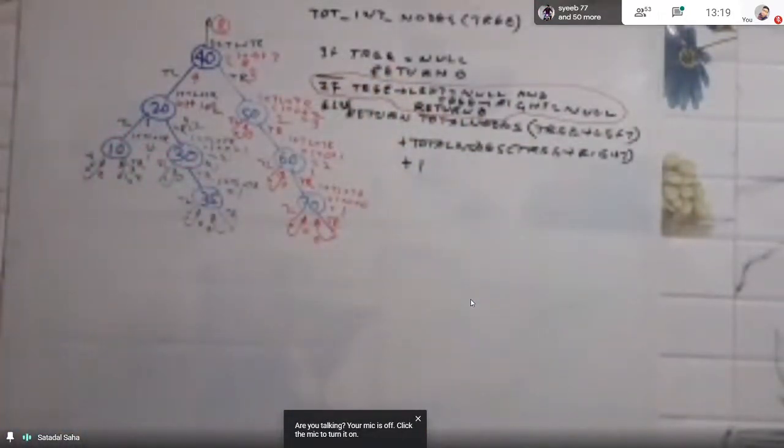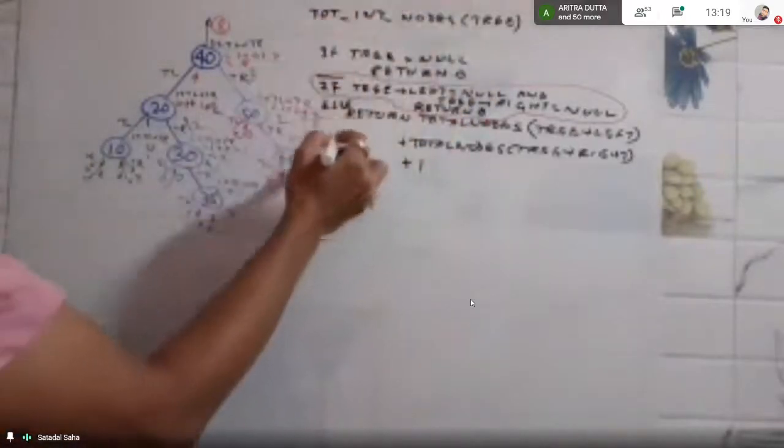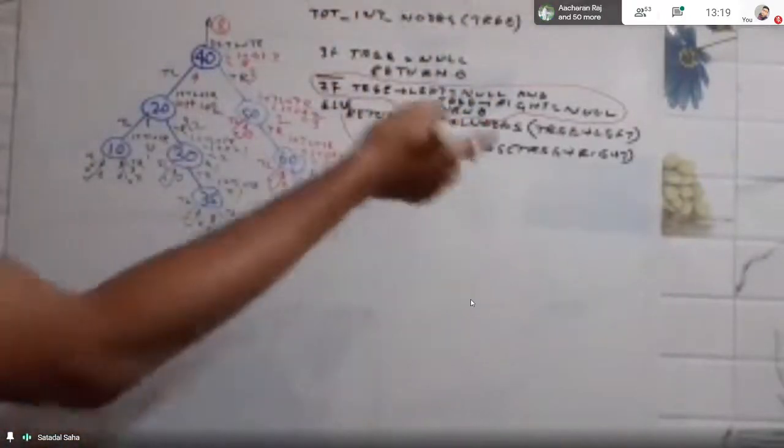It means a leaf node. If this is the case, it will return, and if not, then you complete this one. Obviously this will be an internal node.